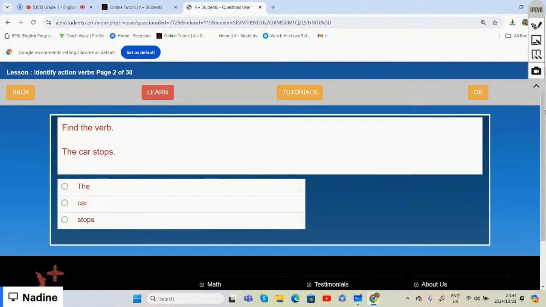The next one says, the car stops. The car stops. If we were to find the verb, is it option one, the, option two, car, or option three, stops? And we can say stops is the action verb within that sentence.